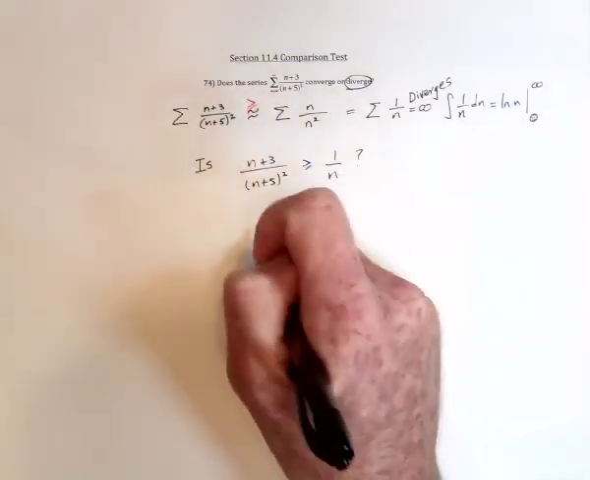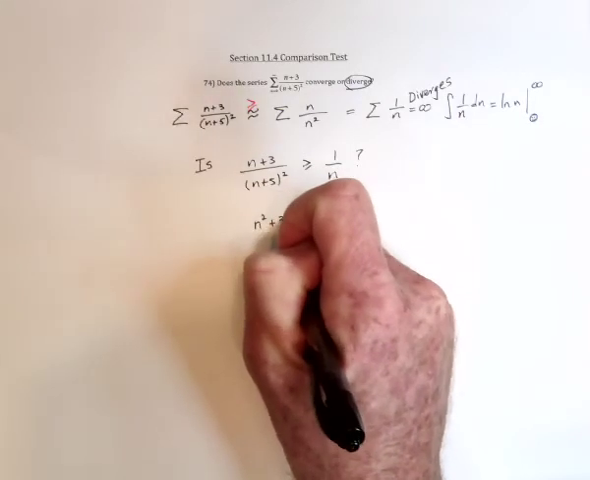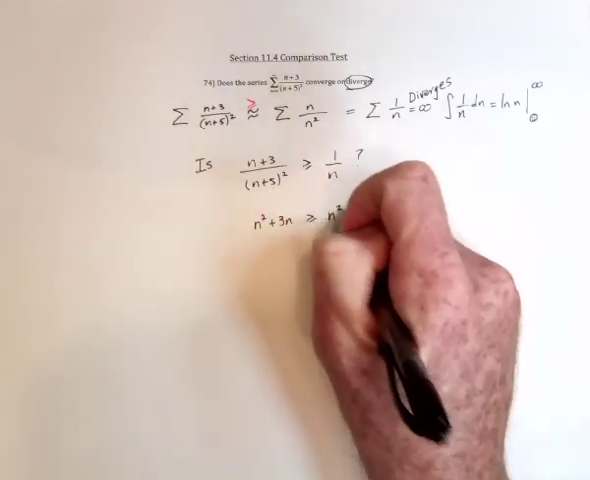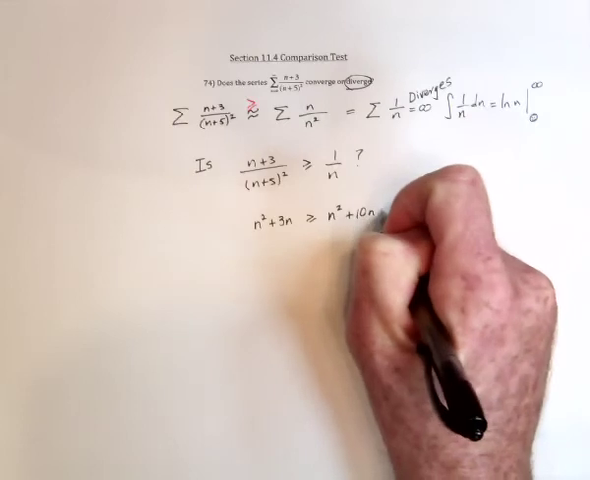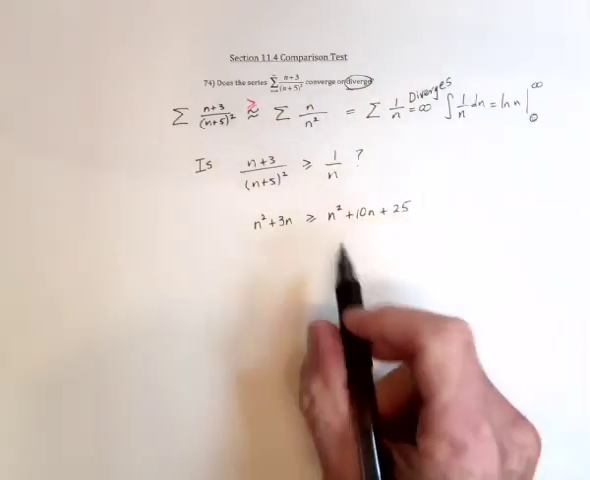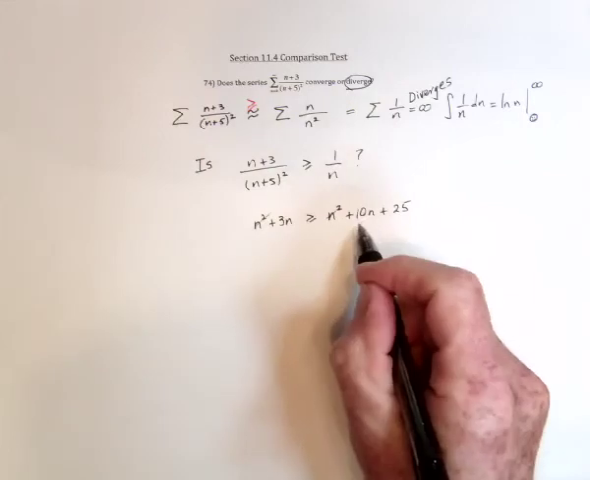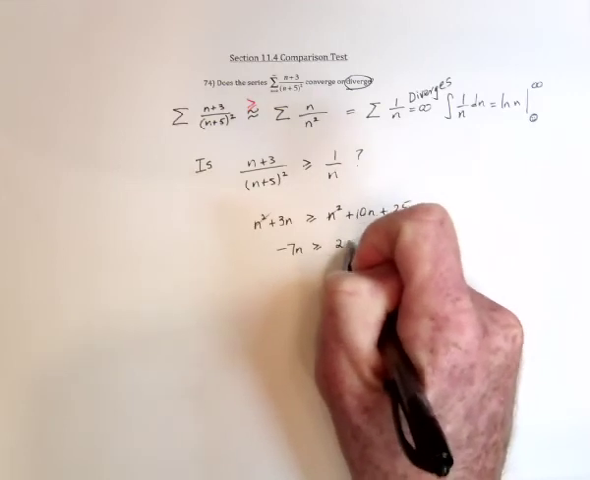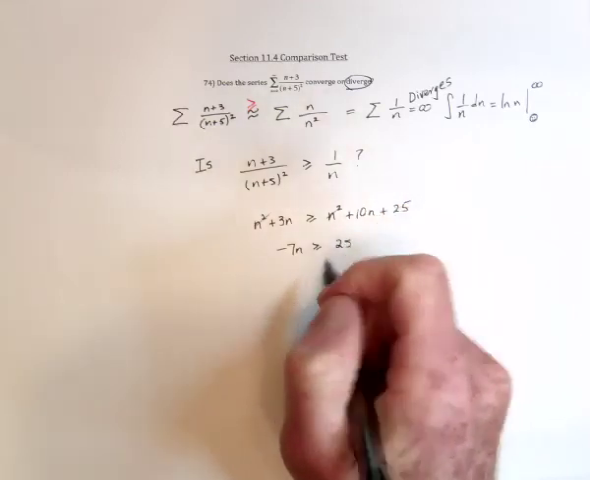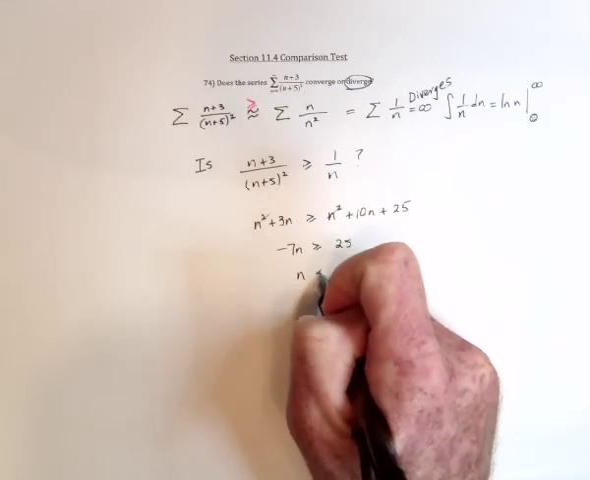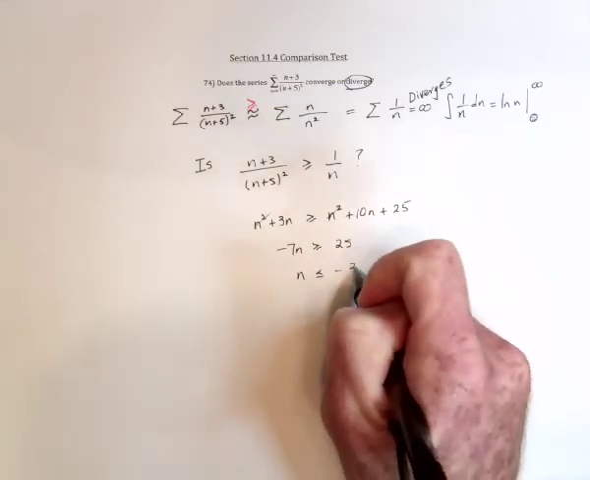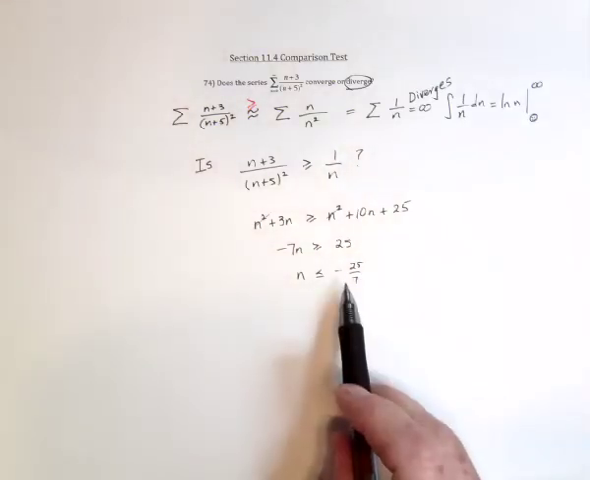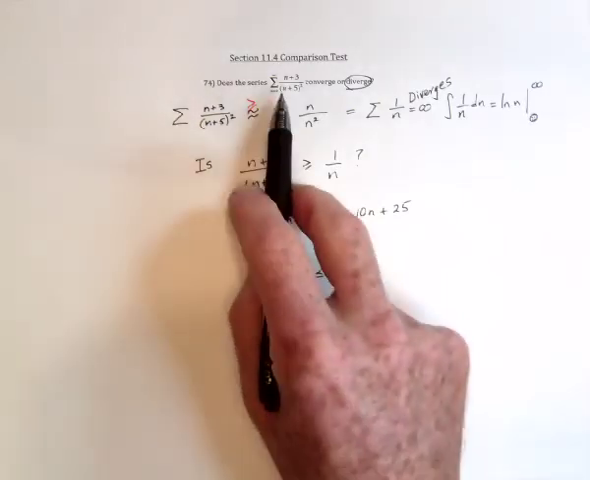So cross multiply, and we'd get n squared plus 3n is bigger than or equal to 0. Multiply this over here and multiply it out is going to be n squared plus 10n plus 25. The n squares are going to cancel, and you could move the 10n over here, so negative 7n is bigger than or equal to 25. And then divide by negative 7, n would have to be smaller than or equal to negative 25 sevenths. So this is saying n has to be negative numbers, which is not true.